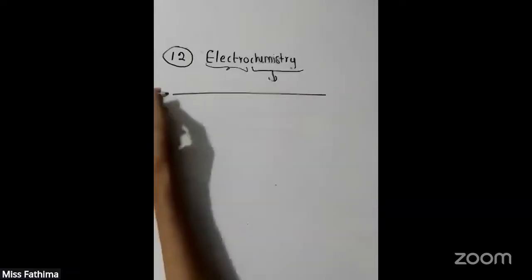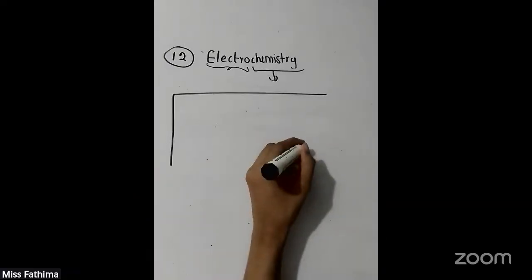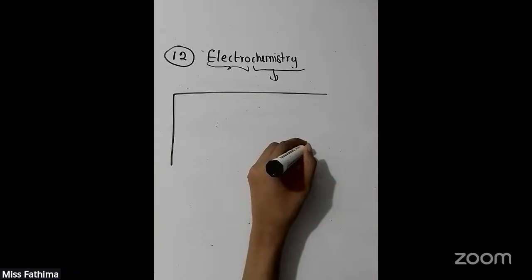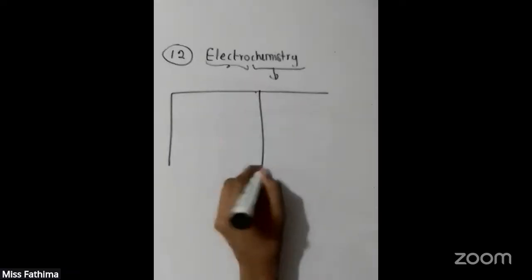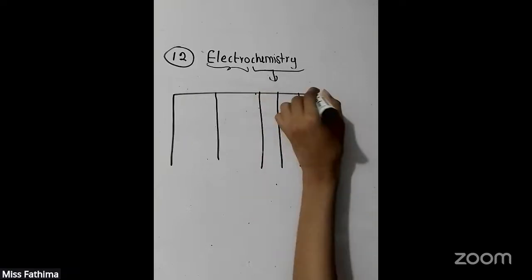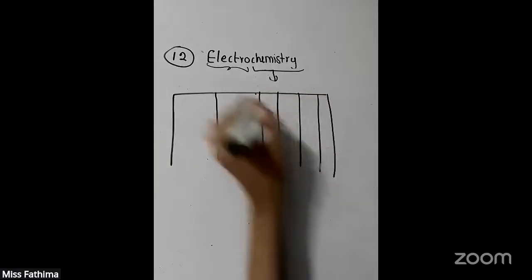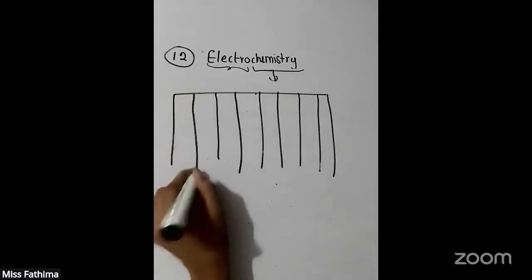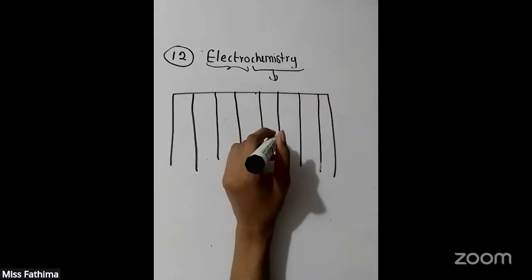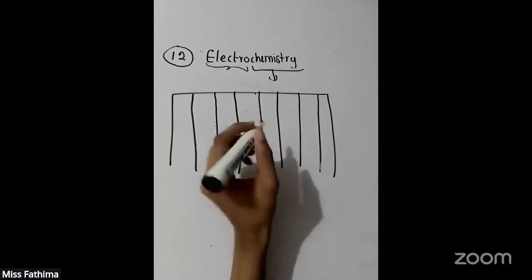Tell me, children, how many groups do you have in the periodic table? 8 groups. We have 8 groups. Draw with me. And how many periods are there, children? 4. Very good.